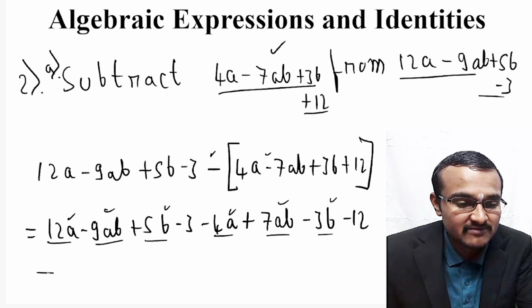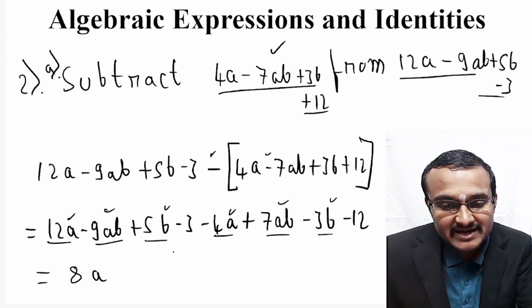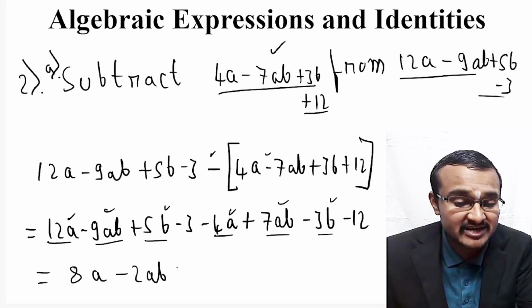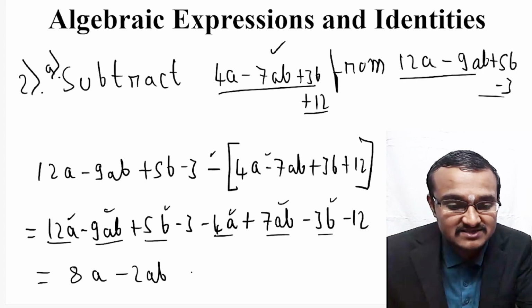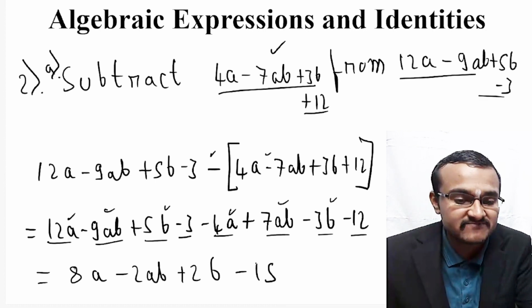So 12 minus 4 will be 8. So 8a will be common. Similarly, minus 9ab plus 7ab will be minus 2ab, because minus 9 plus 7 is minus 2. So plus 5b minus 3b will be plus 2b. Here you can perform minus 3 minus 12. So minus 3 and minus 12 will be minus 15.